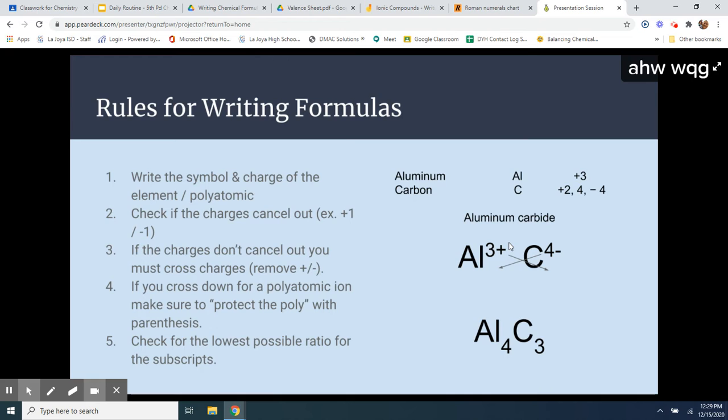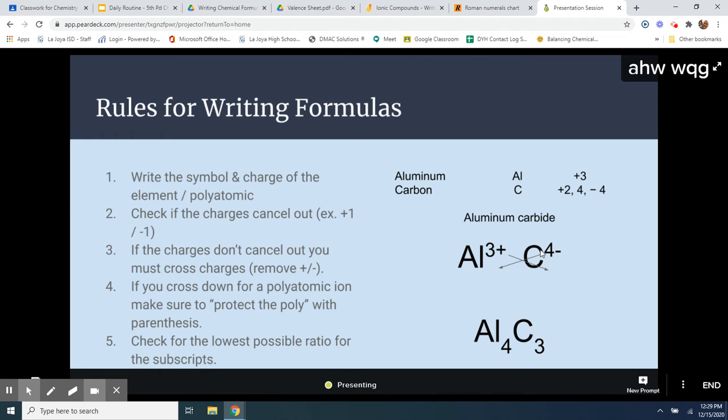If they don't cancel out, you must cross down the charges and remove the plus and the minus. All right. So the 3 will cross down to carbon. The 4 will cross down to aluminum. And you have your final answer of Al4C3.